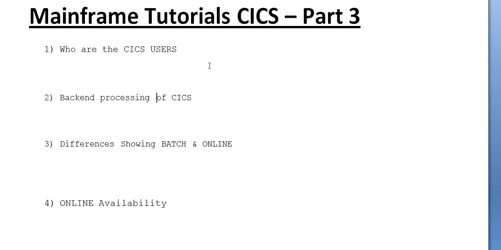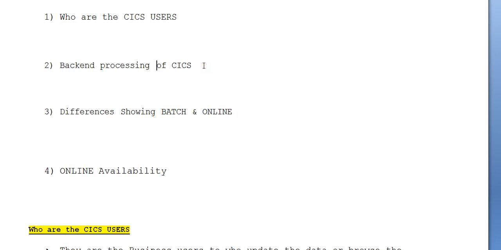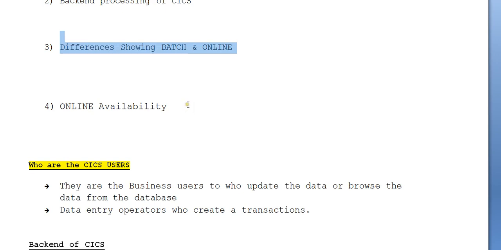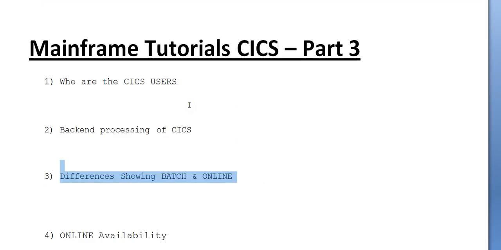Where exactly are the CICS screens used? Then we will look at the backend processing of CICS, what exactly happens beyond the screens, and the difference between batch and online. How is online interrelated to batch? What happens between them, and how is the connection established between batch and online? We'll also look at the online availability, when it will be turned on and when it will be turned off. We'll also discuss some examples of online CICS.